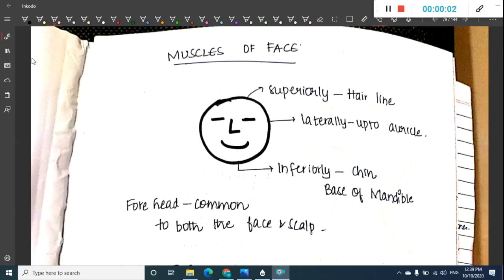Hello friends, welcome to a new topic today. In this chapter, we are going to learn about the muscles of the face.